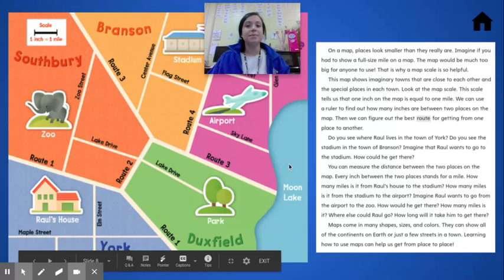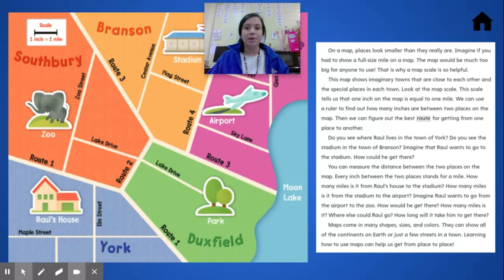Okay, now this is a much smaller map. Okay, so it says, imagine if you had to show a full-size mile on a map. This map would be much too big if you had to stretch it out a mile. So they use something called a scale to be able to cover farther places and make it smaller, kind of like a model, but it's just a smaller version, okay? This scale tells us that 1 inch on the map, so about this much is a mile, okay? Then they can use this to help them figure out the best route from getting to one place to another.